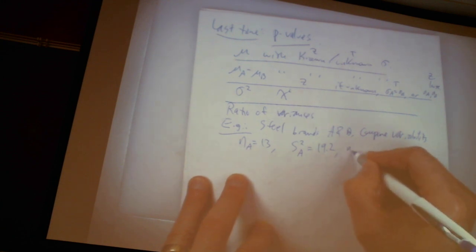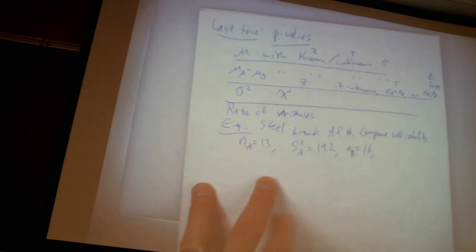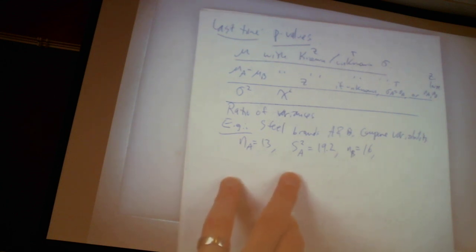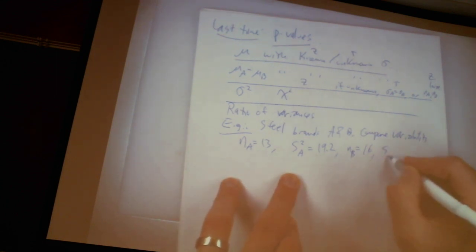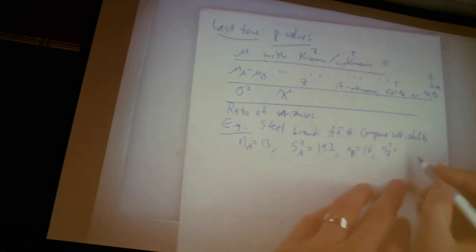For the second one, B, we sampled 16 steel brands, and we observed a... I'm kind of not even trying anymore with the example. I'm just saying steel, but I'm not telling you what about the steel, what are we measuring, whatever. There's an N_A and an S_A squared, there's an N_B and an S_B squared. S_B squared is 3.5.